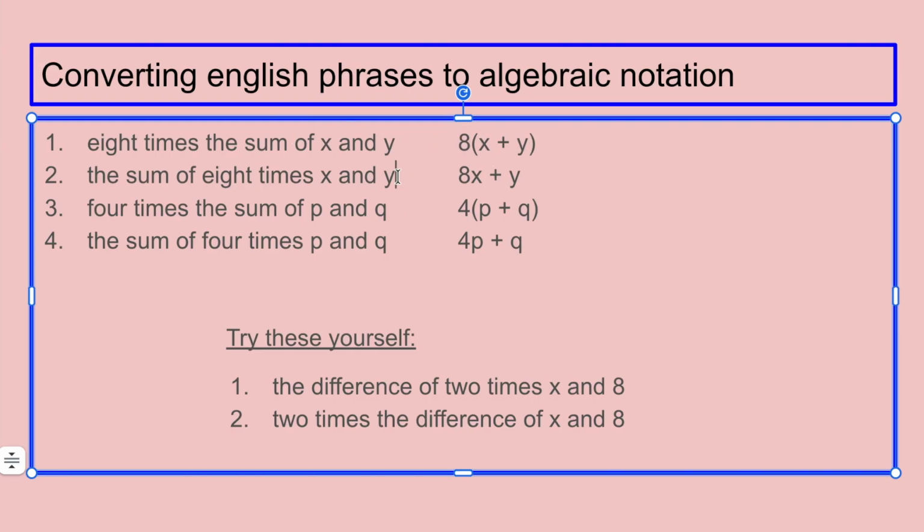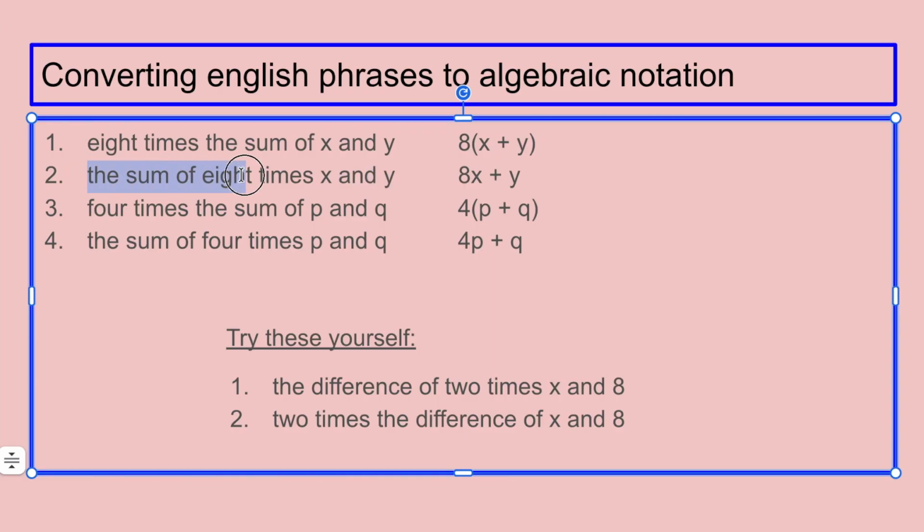Let us see another one. The sum of 8 times x and y. How do I see this? I'm just doing it in front of you. See, here is where you have to be clear. The sum of is one thing: 8 times x and y. That is what he is trying to say.